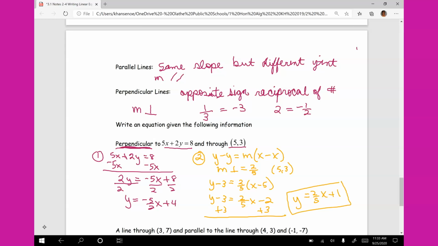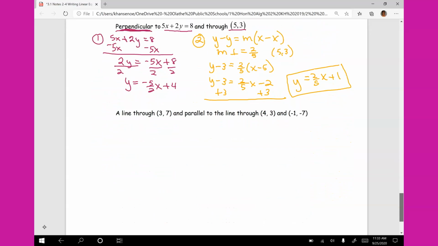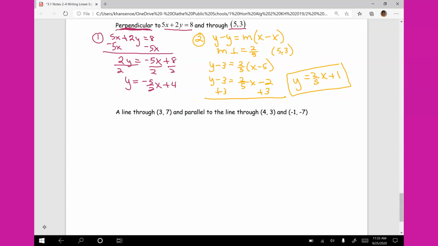You have to be able to find the perpendicular slope. You have to use this point and that slope in order to find that line. You can't randomly pick a y-intercept. You have to go through that point and using that slope. So please make sure and do that. You guys tend to just make stuff up, so don't do that.